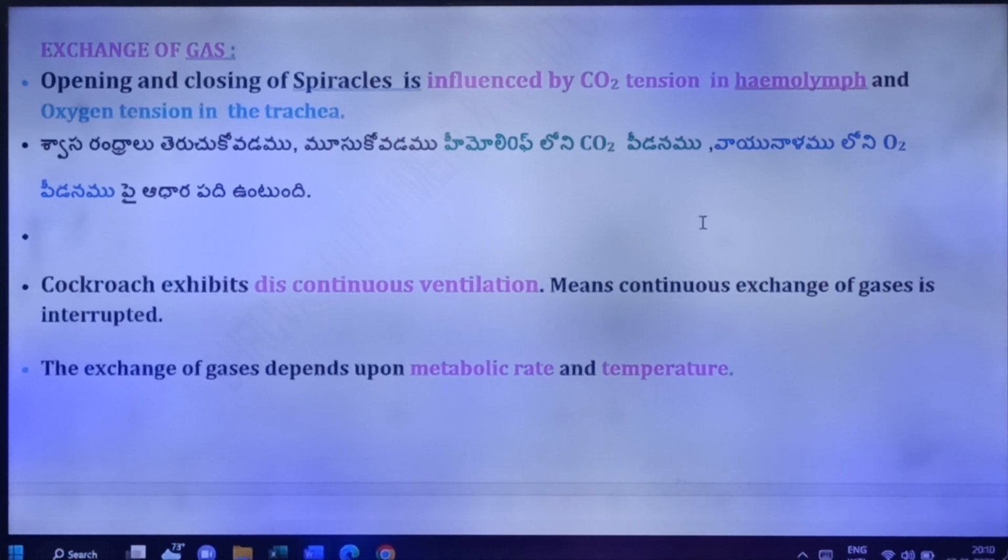So this opening and closing of the spiracles is influenced by what, friends? By the carbon dioxide tension of the hemolymph. What is hemolymph, friends? Blood. And the oxygen tension in the trachea. Friends, carbon dioxide tension in the hemolymph and oxygen tension in the trachea.